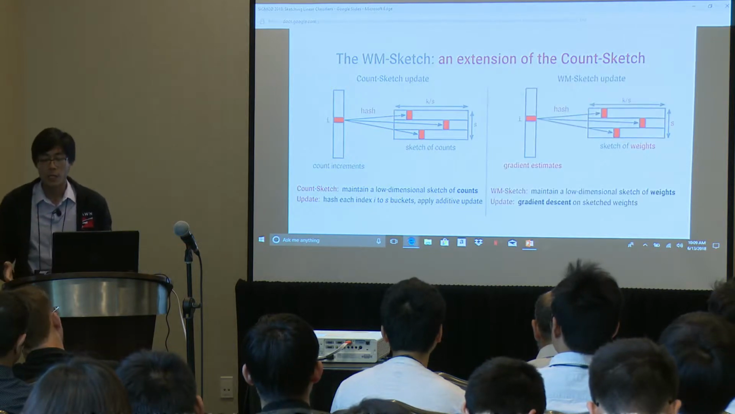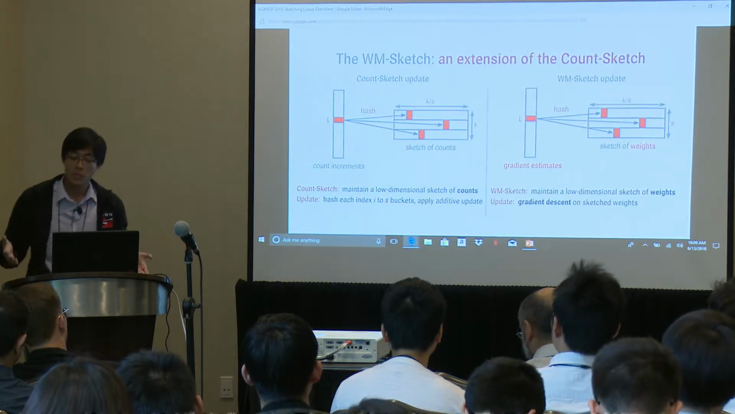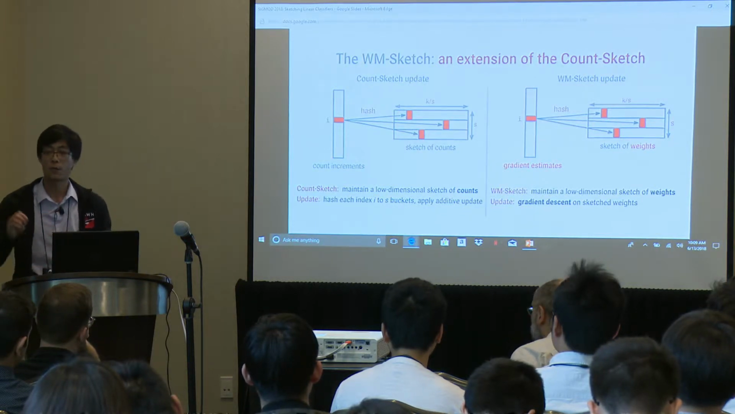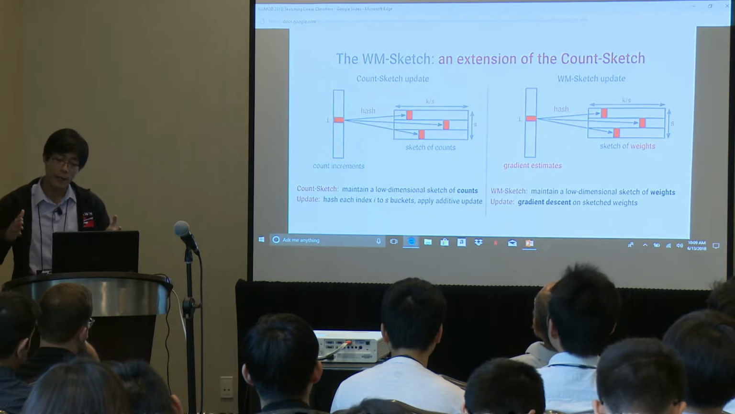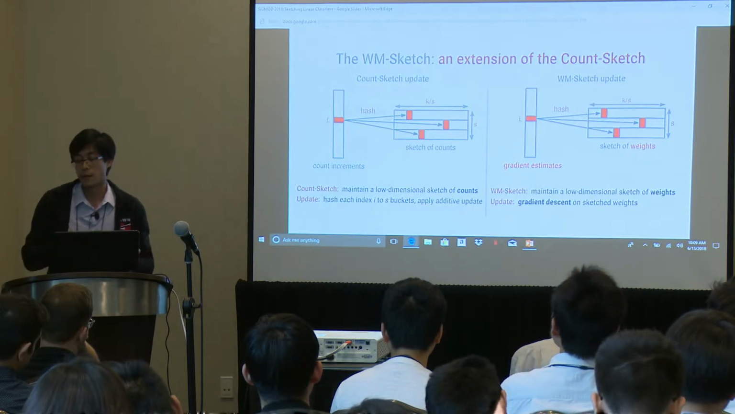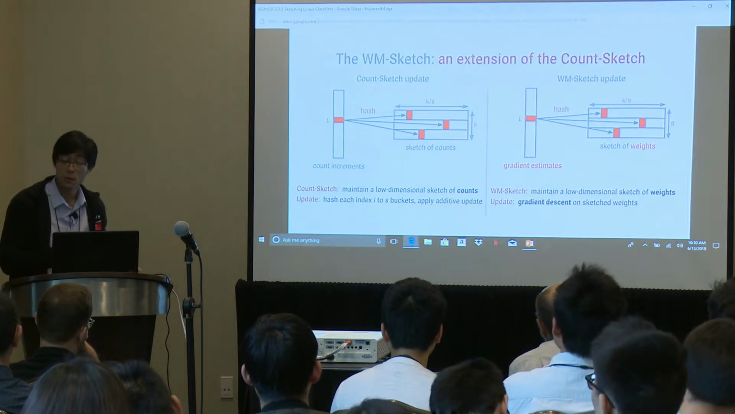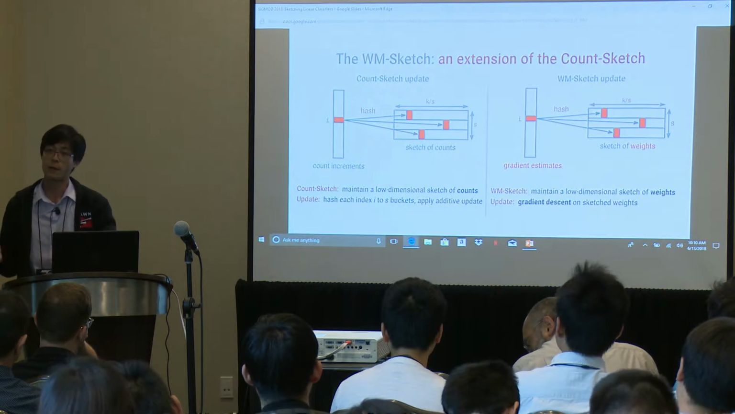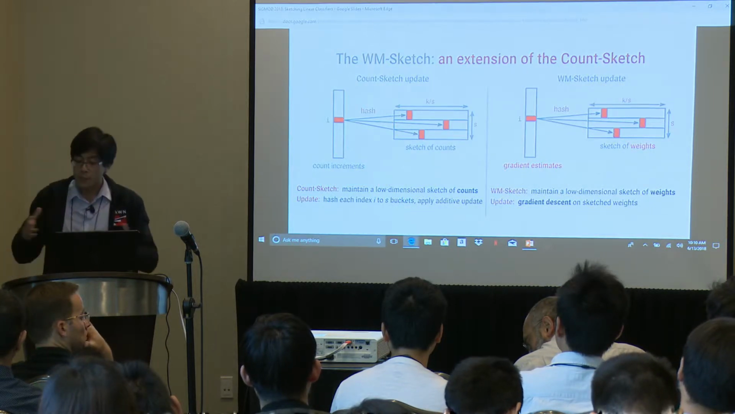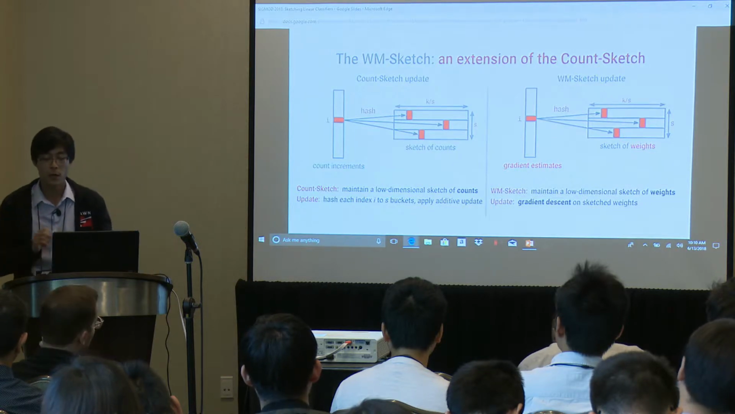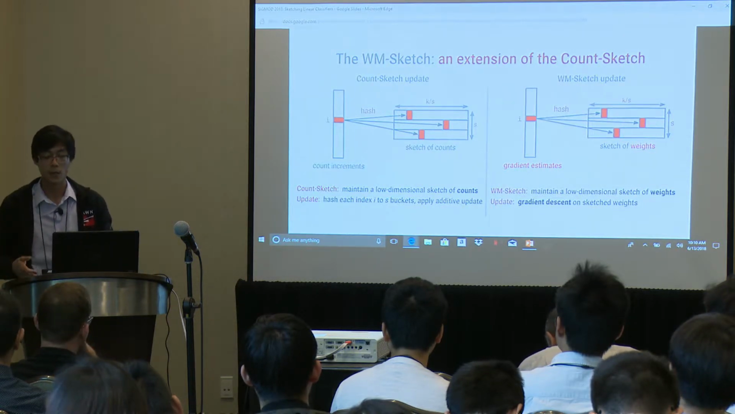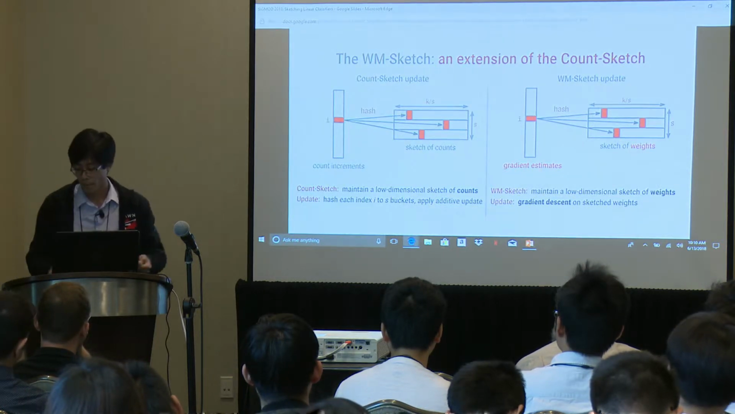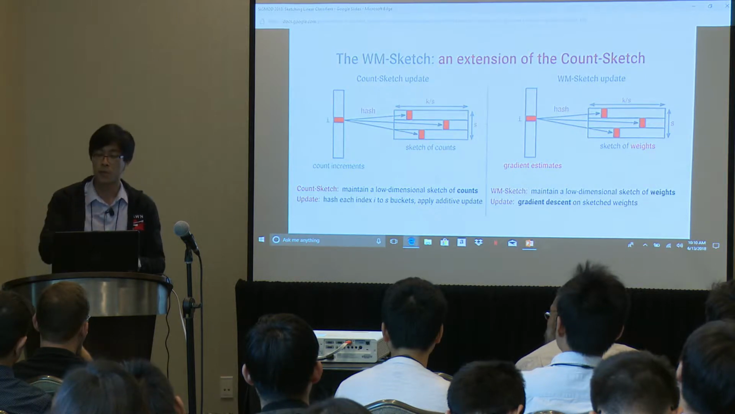The weight-median sketch update is very similar. But instead of updating the sketch with a vector of count increments, we update the sketch with a vector of gradient estimates. The second difference is that instead of maintaining a sketch of counts, we maintain a sketch of weights corresponding to the weights of the linear classifier we're trying to train. It turns out that this procedure of updating the sketch with gradient estimates corresponds to just performing gradient descent on the weights stored in this sketch data structure. So the weight-median sketch update very closely mirrors the count sketch update.